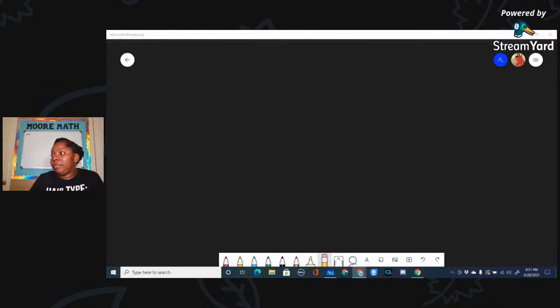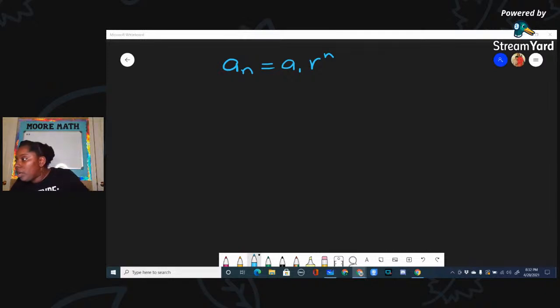So now correct me if I'm wrong, but the formula is this: the nth term equals that first number times r to the n power. Is that correct? You know what? I just cut the lesson in half. Oh, no, not the graphing part. Okay, but it's just sequences, right?